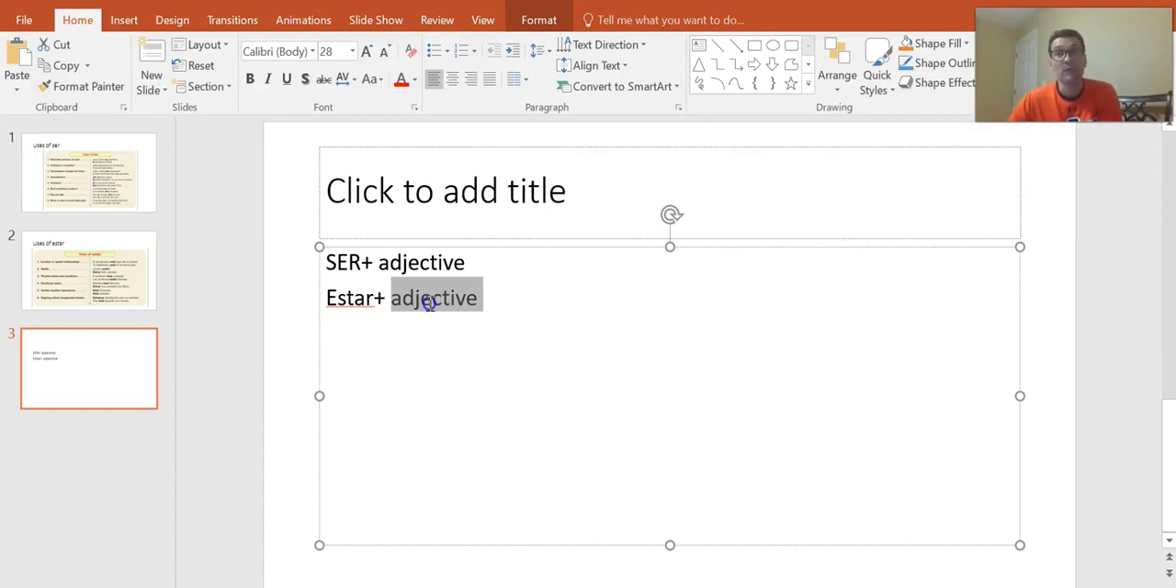Delgado, thin, will be always thin. But you could say Ana está delgada because she looks thinner, or Ana es delgada, she's thin, she's a thin person. But this one is a little bit different.